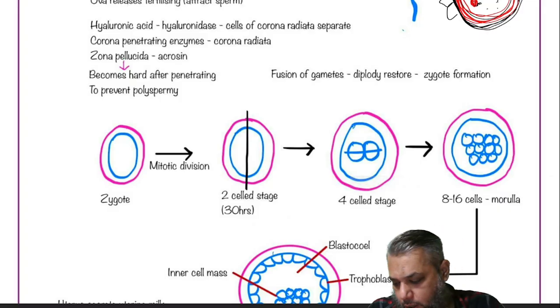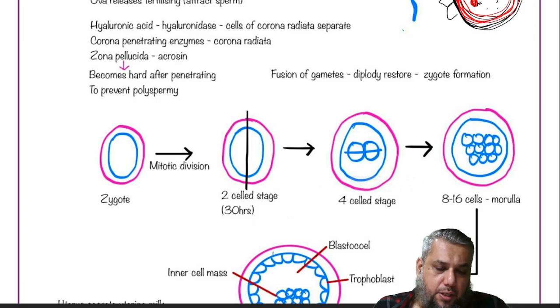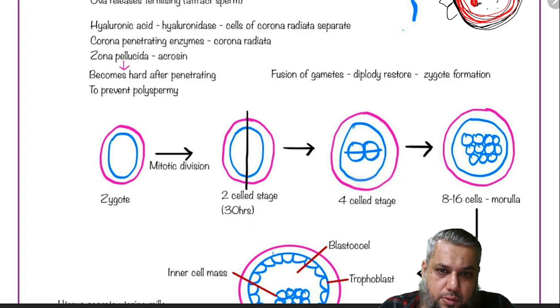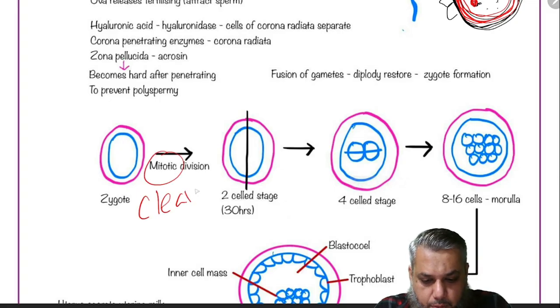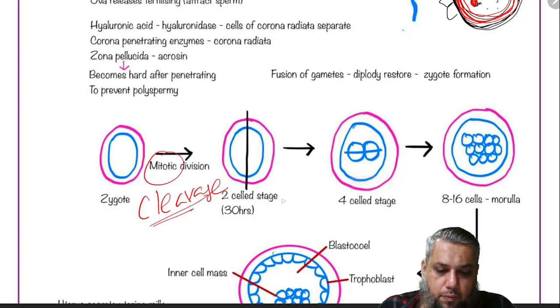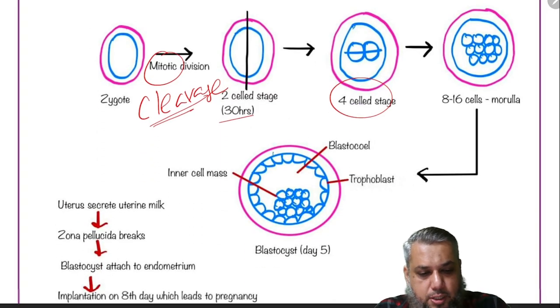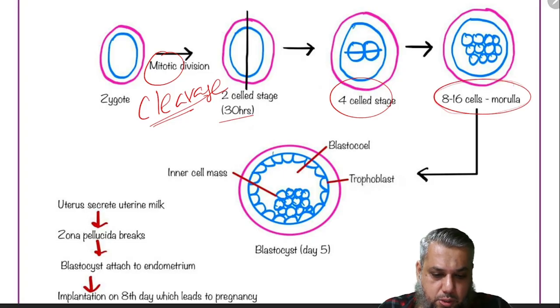Now the zygote will undergo cleavage, which is slightly different from the regular mitosis. You can refer to our class notes for that. The zygote will undergo mitotic divisions. The first cleavage, a type of modified mitosis, will result in the formation of two blastomeres 30 hours after fertilization. Second cleavage will result in the formation of the 4-cell stage. Third cleavage will result in the formation of the 8-cell stage, ultimately forming the 16-cell stage. And this 8 to 16 cell stage is called the morula stage.